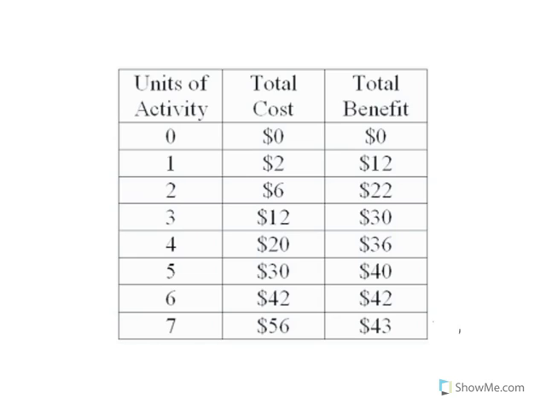And so basically what we do here is we notice, okay, here's total benefits, TB, here's total cost, TC. So I'm going to take column 3, subtract column 2. Whatever row has the biggest result is going to be the optimal number of times to do this activity.